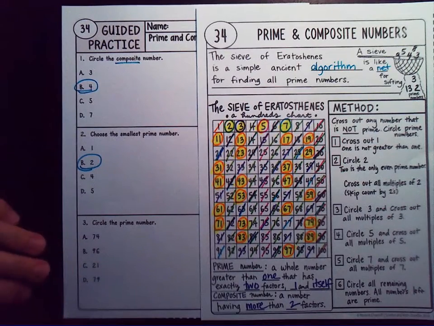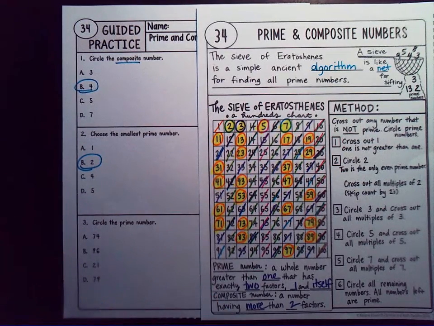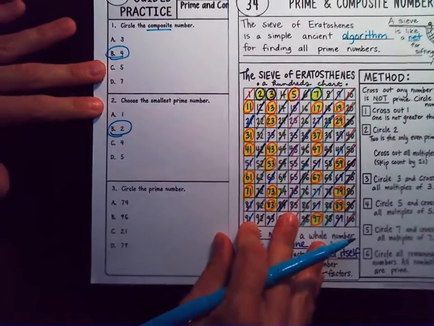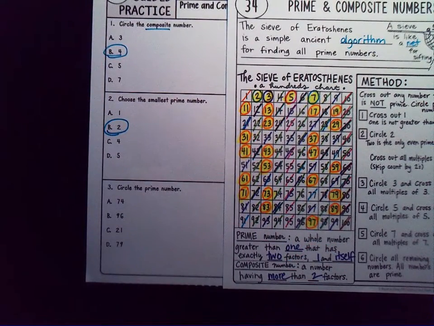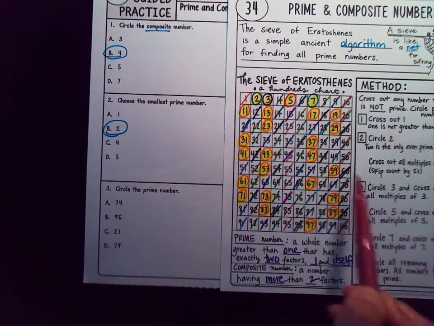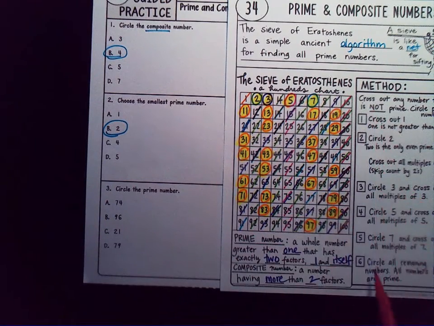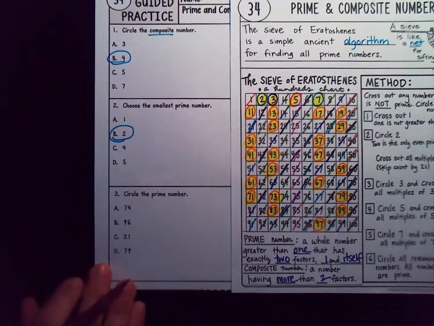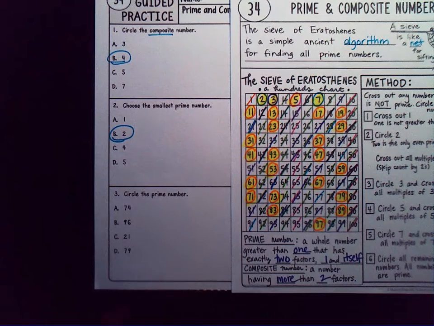And finally, circle all of the prime numbers in this example. Pause your video. Now, I can tell you from experience of teaching prime and composite numbers for many years, students get questions like this wrong all the time. If you take the time to complete your sieve, following the algorithm, going through these 6 steps, you will never miss a problem. Well, I shouldn't say never. You're less likely to miss a problem like this.